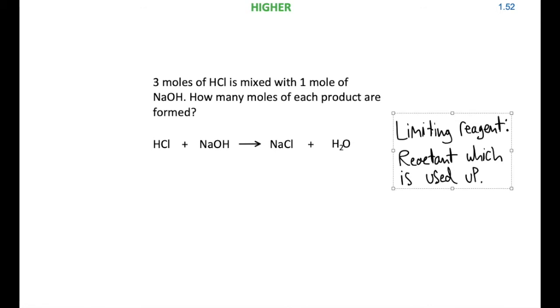So if I try and make this a bit easy to understand, we're given the equation for a reaction between hydrochloric acid and sodium hydroxide. We're told that 3 moles of the acid is mixed with 1 mole of sodium hydroxide. So we have 3 moles of HCl and 1 mole of NaOH. Because there is a 1-to-1 ratio for the reacting particles, 1 mole of acid will react with 1 mole of sodium hydroxide.